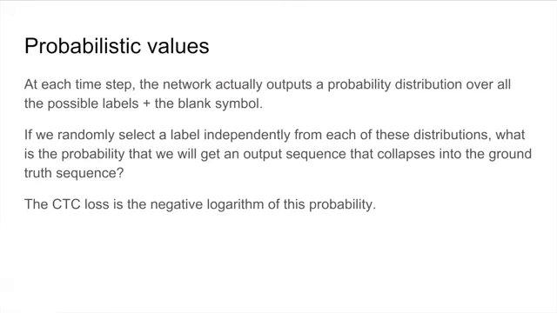Okay, so what we saw is that the network outputs a probability distribution over all the possible labels and the blank symbol. The idea is that if we sample from all of these distributions independently, we want to maximize the probability that we will get an output sequence that collapses into the ground truth. So the idea is that this loss is really just the negative logarithm of the probability that I just described.